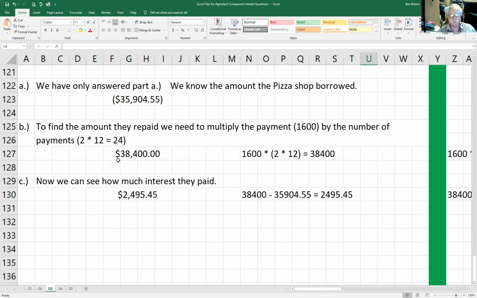Once we know that they paid back 38,000 and they borrowed 35,000, we were in a position to figure out how much interest they actually paid. The total amount they paid, the amount they borrowed, the difference is the amount of interest.